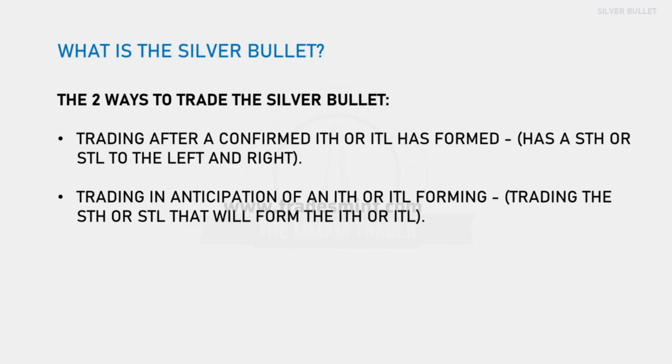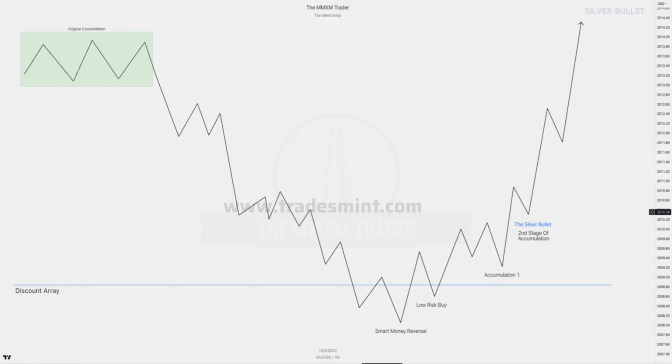There are two ways to trade the silver bullet. Trading after a confirmed intermediate term high or intermediate term low has formed, so it has a short term high or low to the left and a short term high or low to the right of it, or we're going to anticipate that intermediate term high forming and trading that short term high or short term low that will be forming next to it.